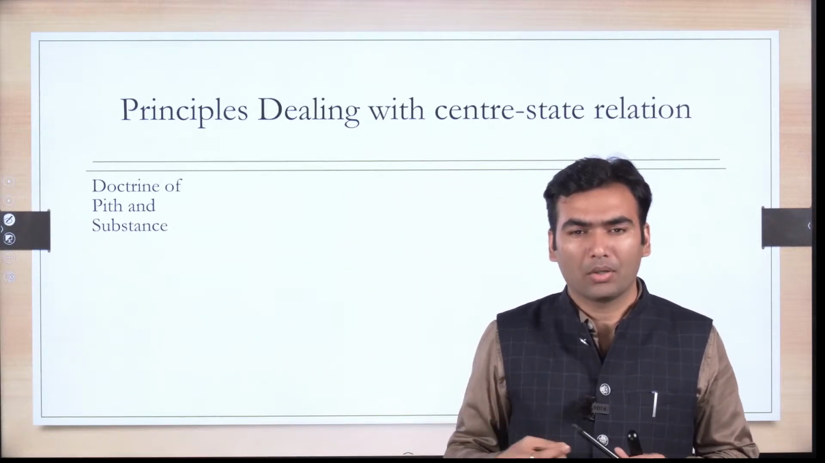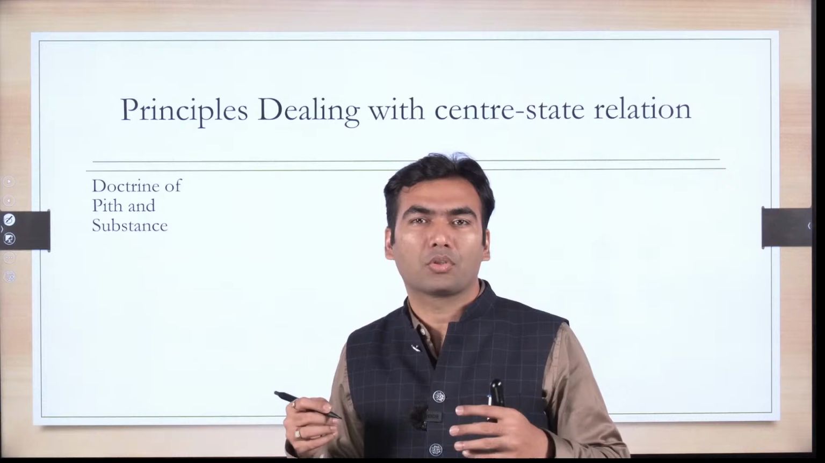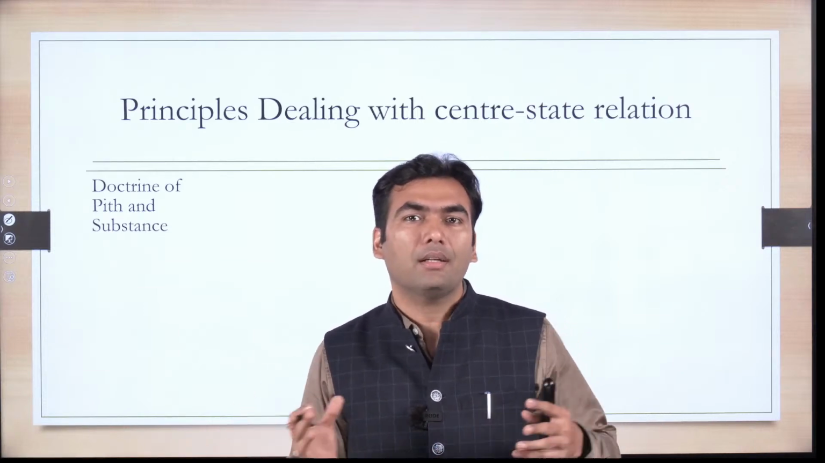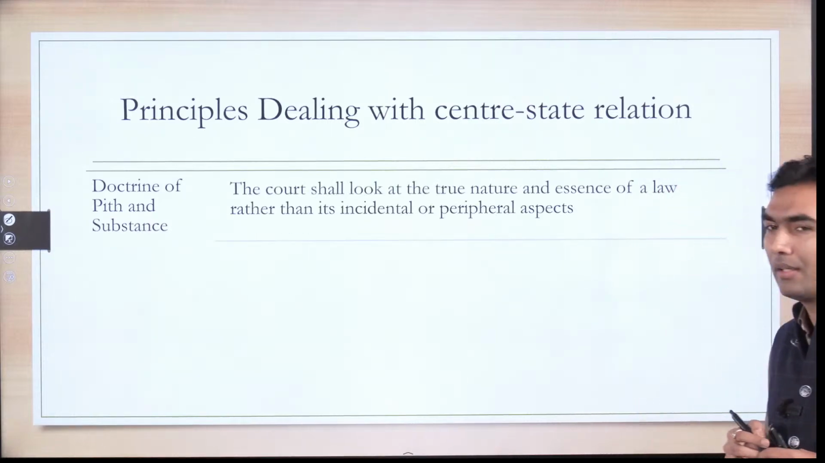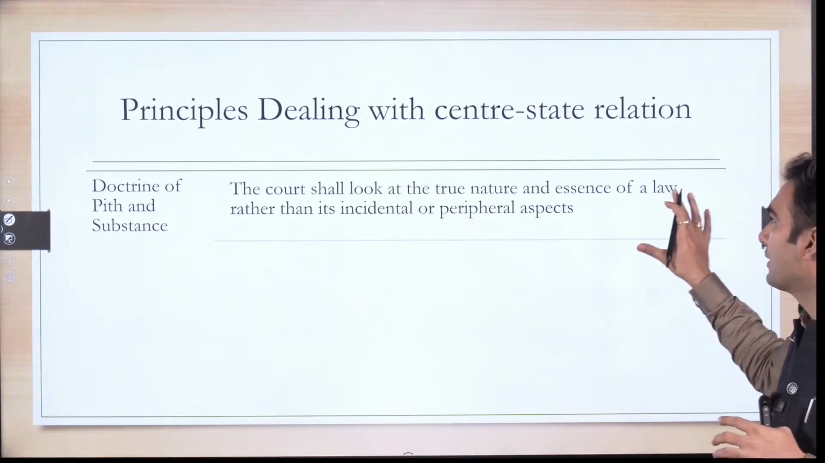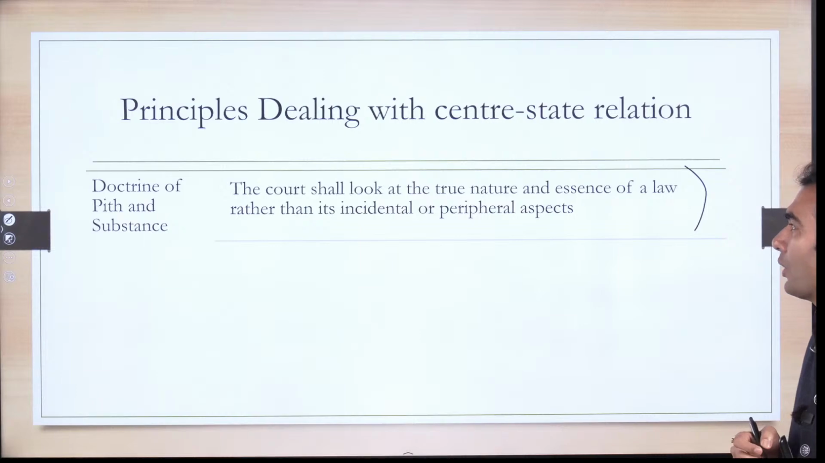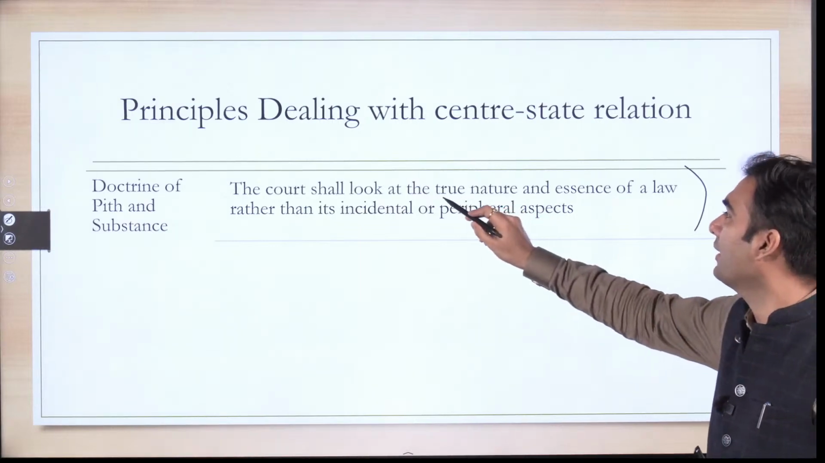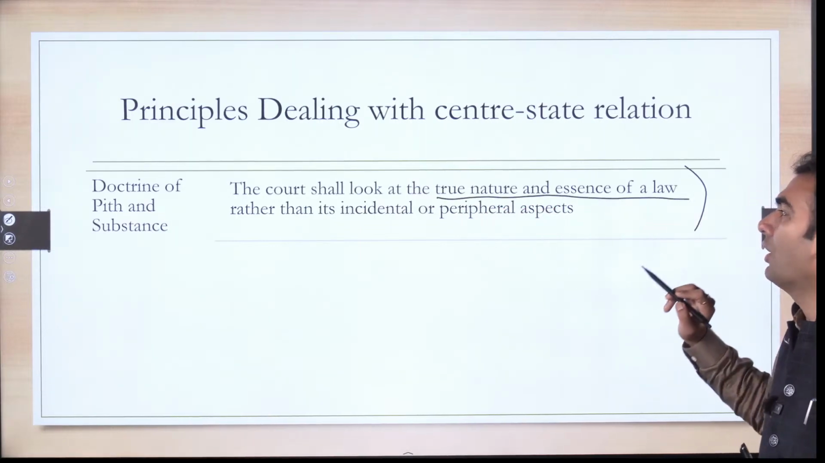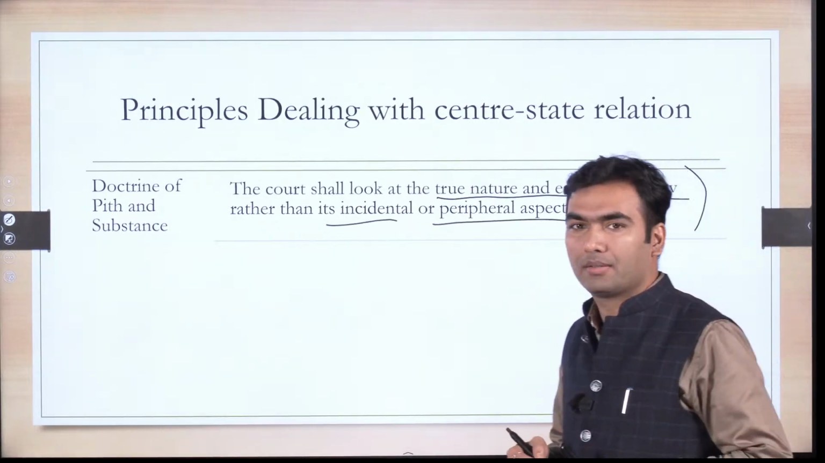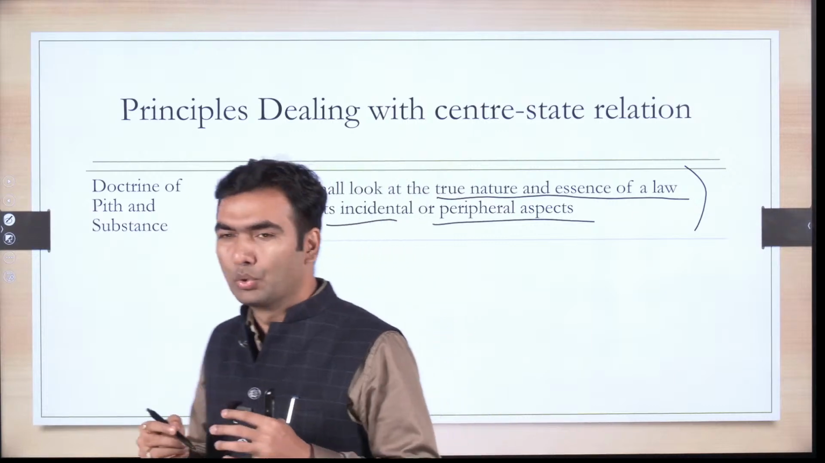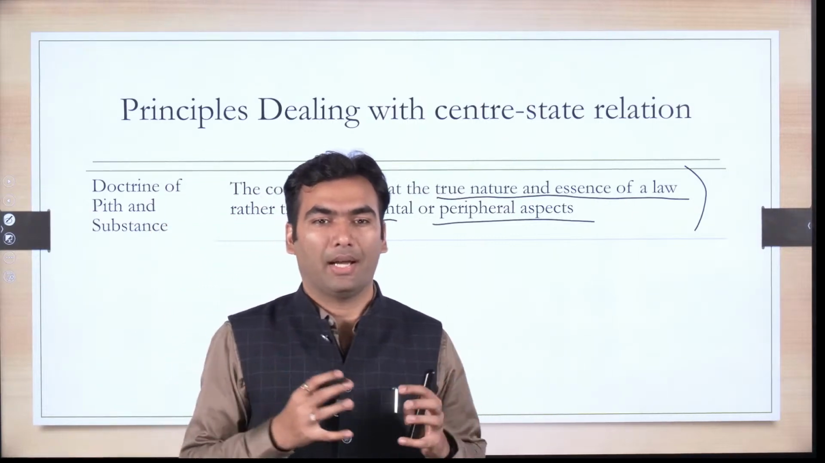Although the Supreme Court did not rule on it, the Supreme Court could have ruled, but the center withdrew those three legislations. But in such cases, this doctrine comes into the picture. The court shall look at the true nature and essence of a law rather than its incidental or peripheral aspect. And this is more often used by the court to justify an act.